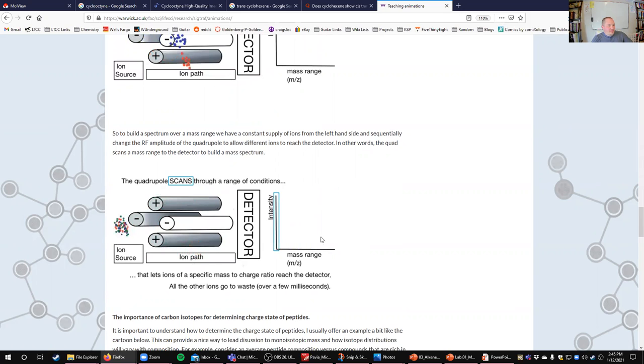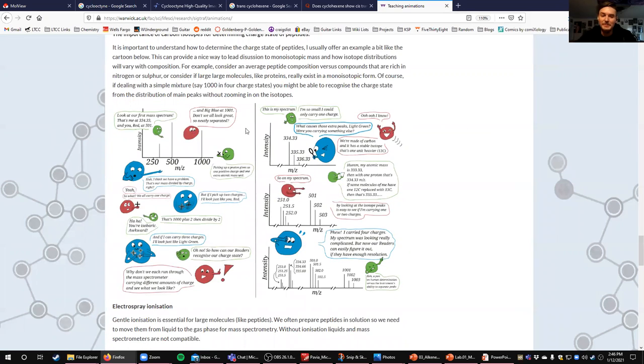Anyway, this is showing the scan, that as you change it, you get different compounds making it through to the end to hit the detector. Yeah, I can see where cost would be an important aspect. I was looking at NMRs and those get quite expensive.